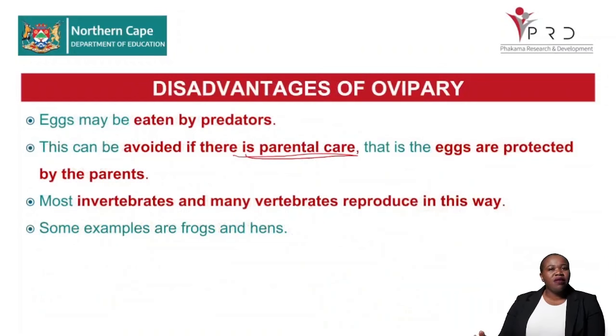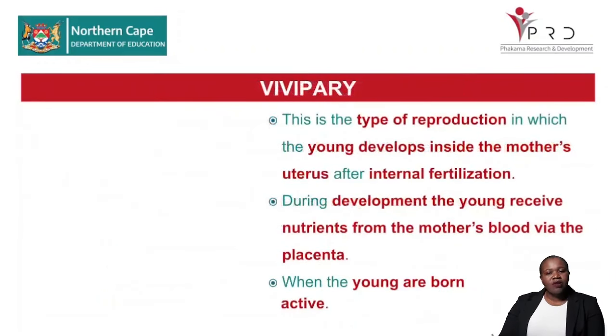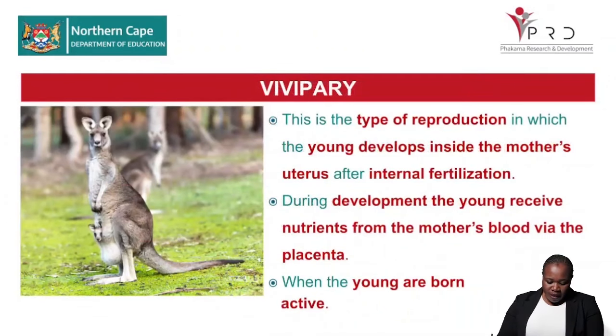How can we avoid this? Parental care. It means that the parent should take care of the eggs throughout the period of development, just to ensure that reproductive success is increased in that way. So protection of the eggs by the parents is one of the things that is needed in this case. Right, and examples here, we have hens and we have frogs as well. So frogs lay their eggs outside, and development takes place outside.